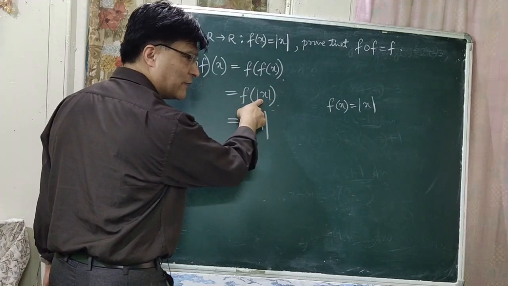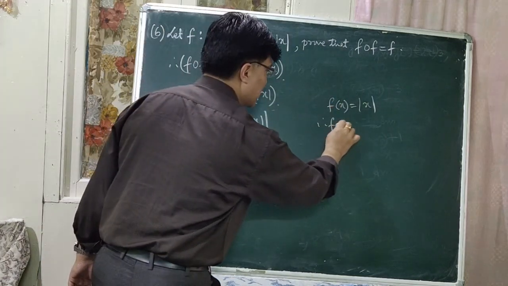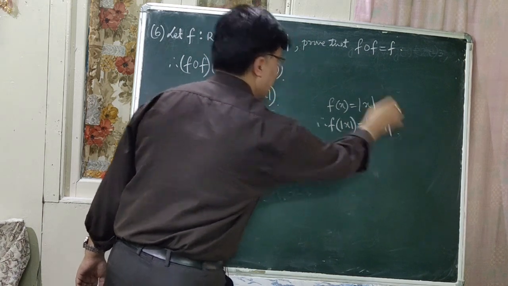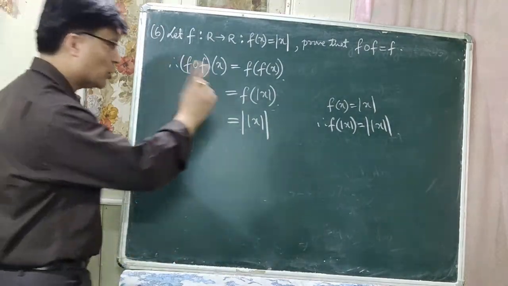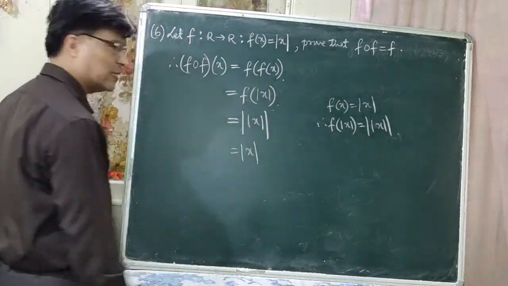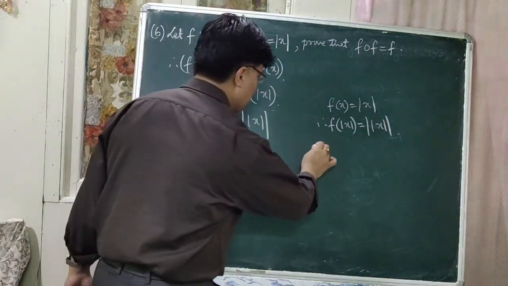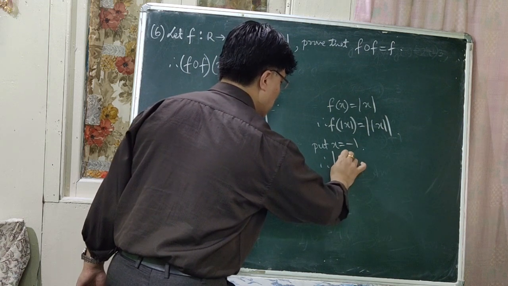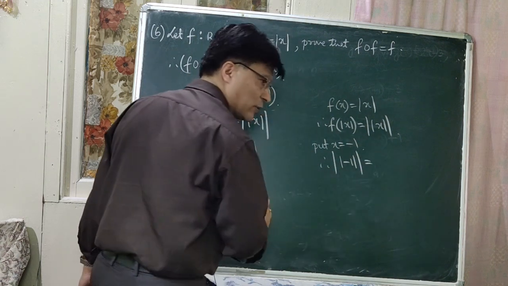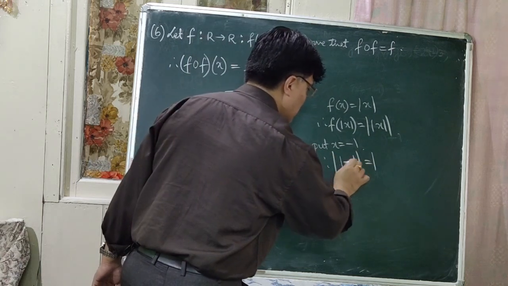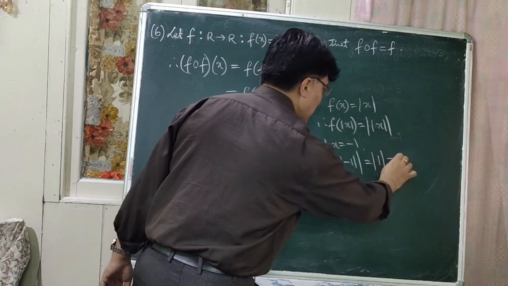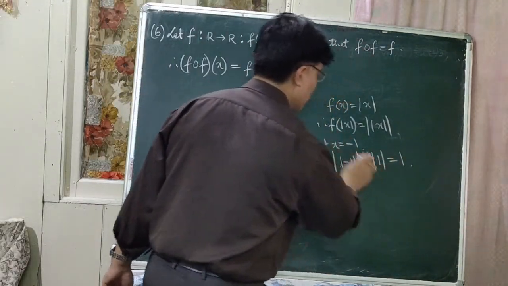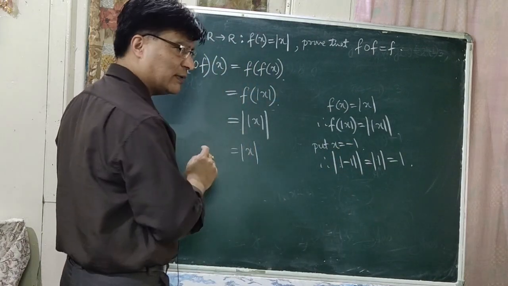So here again, instead of x there is mod x. So you have to write f of mod x is equal to mod of mod x. Is that clear? Which is equivalent to mod x, isn't it? So if you put x is equal to -1, this will be mod of mod -1, which is equal to mod of 1, which is equal to 1. Is that clear? So this one can be written as mod 1.